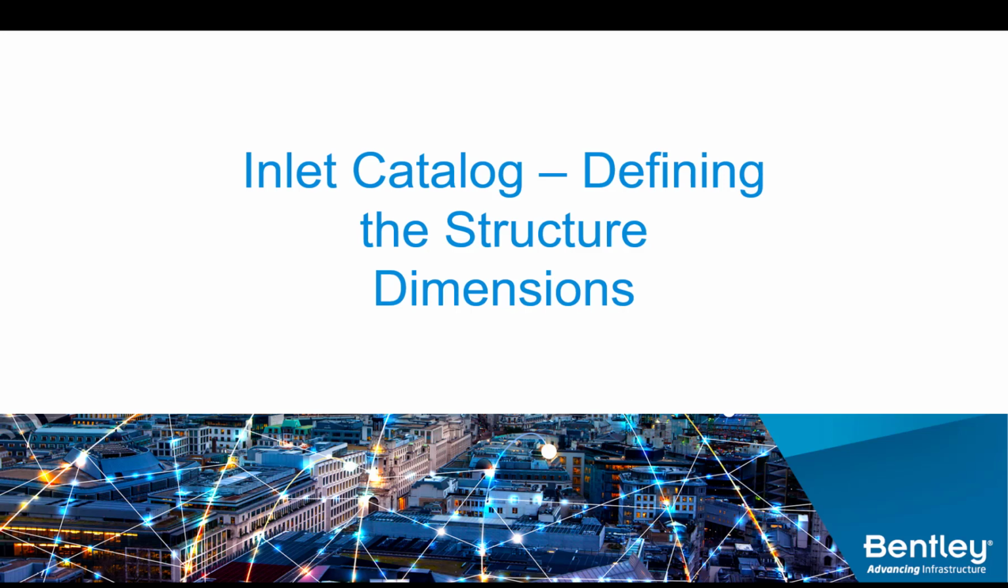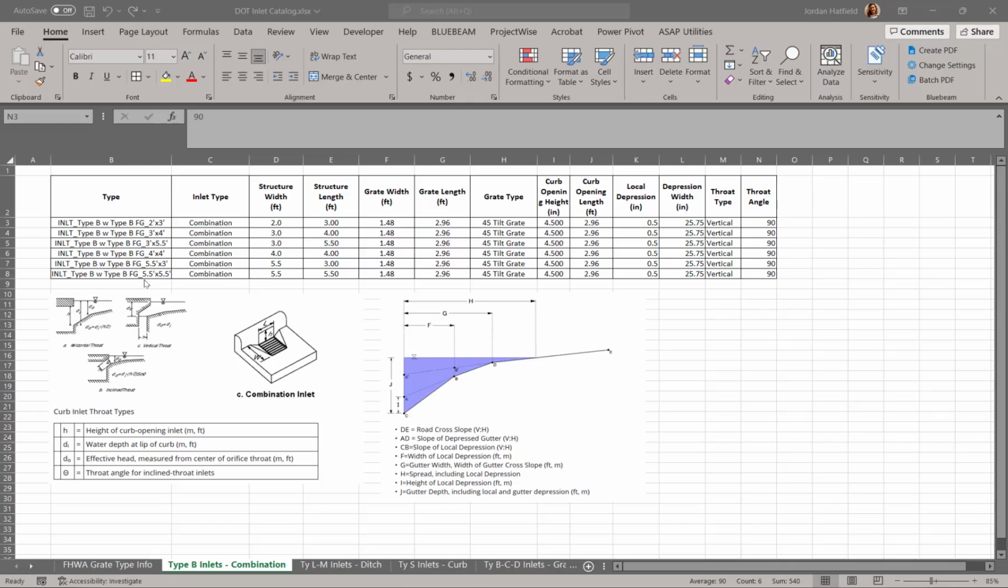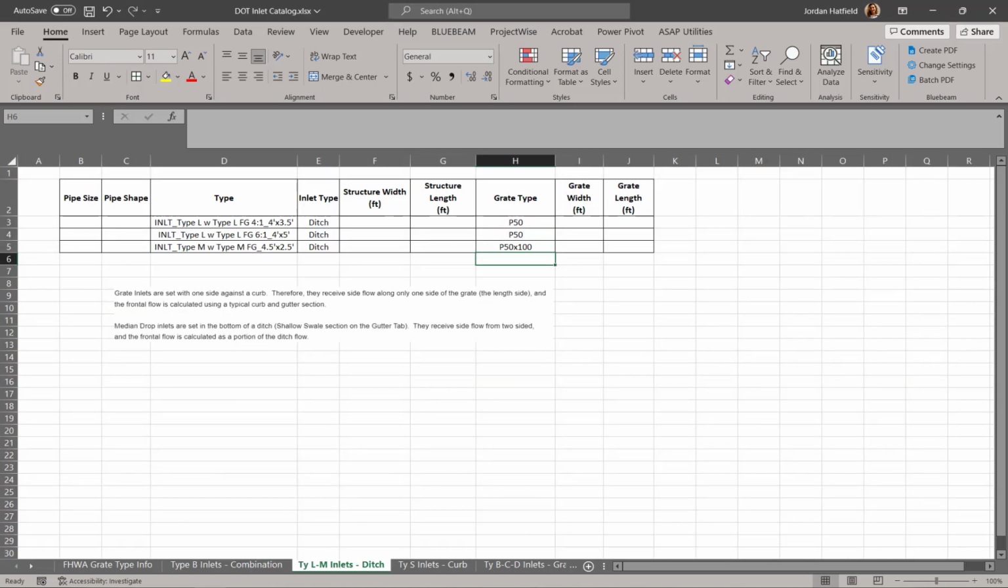In this video, I will be going through the process of defining the structure dimensions that will be input into the inlet catalog. In the previous video, we went through and defined the dimensions for the combination inlets, and next I'm going to work on the ditch inlets. So first I'll focus on the width and length.